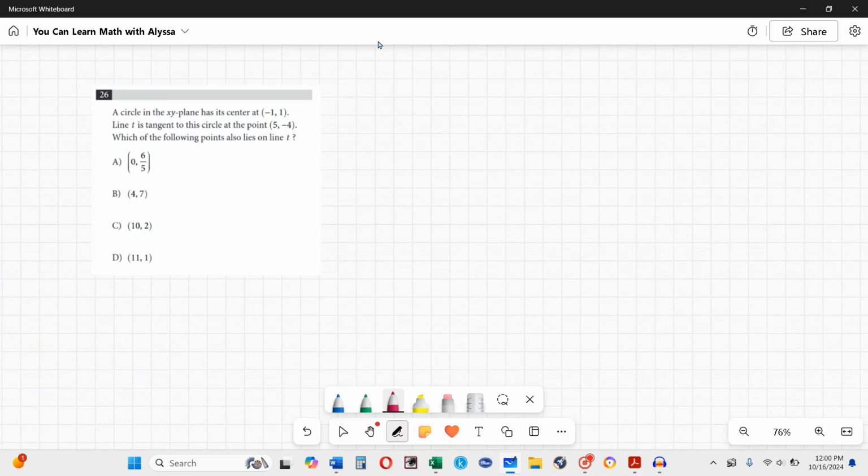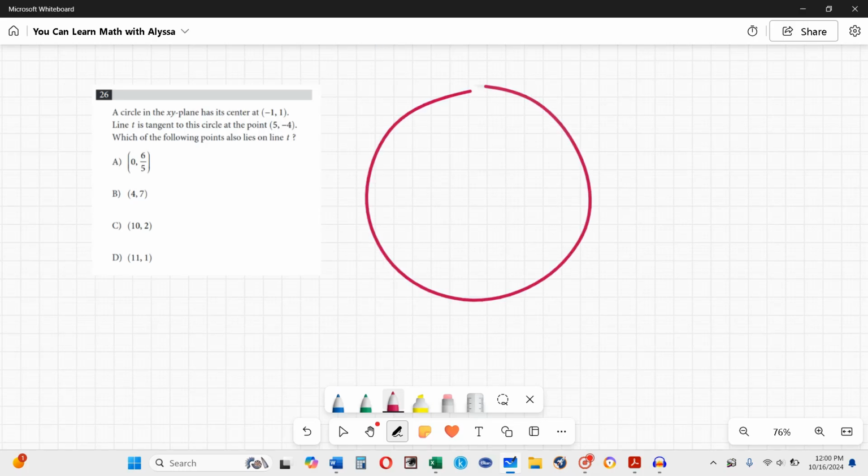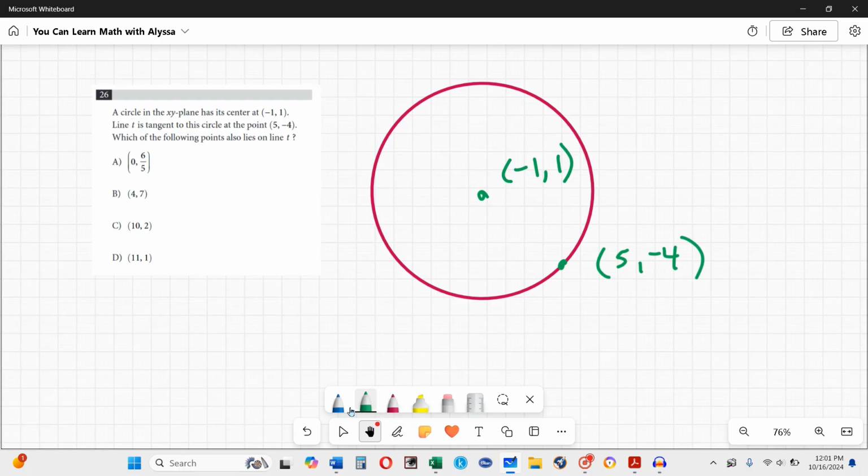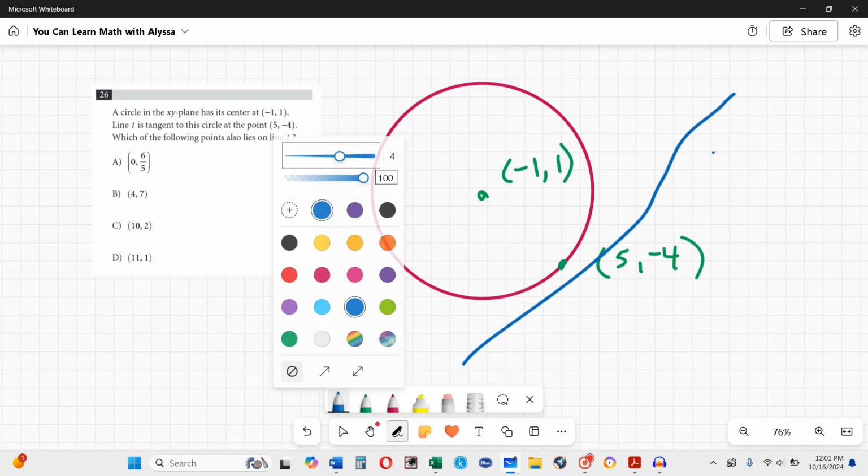Number 26. A circle in the xy plane has its center at -1, 1. Okay, I have tried drawing this on a grid, and I wasn't able to do it, so we're just going to imagine the grid. I'm just going to put the numbers that were given. So its center is at -1, 1. Line T is tangent to this circle at the point 5, -4, which is going to be over here somewhere. And this point is 5, -4. And this line is tangent to it.